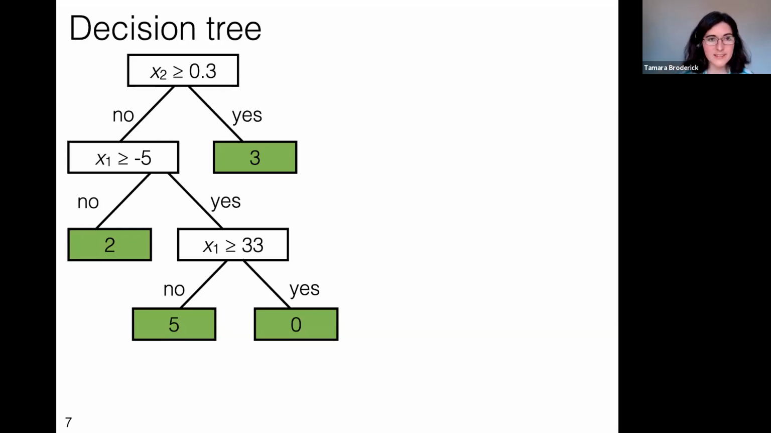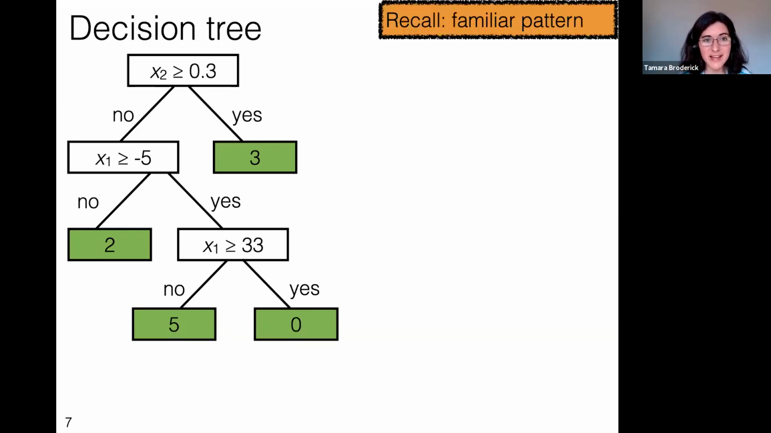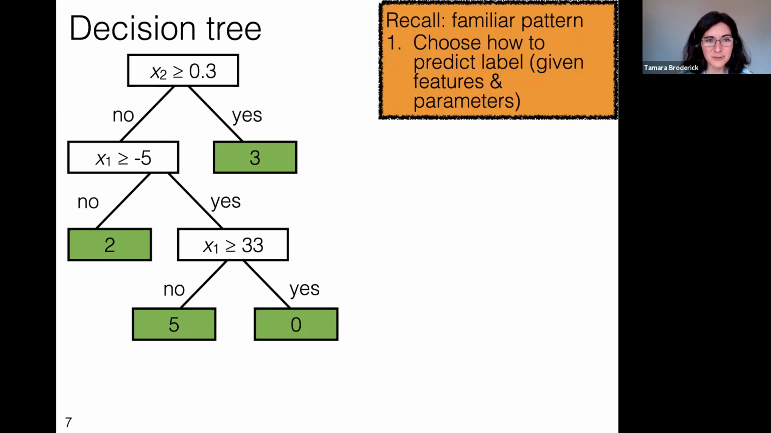Okay, and that's step one of our familiar pattern. So at this point, hopefully this is becoming so old as to be boring. You totally know the familiar pattern and you're really familiar with it. So step one, we have to choose how to predict a label. If we're given a set of features and a predictor, which is defined by parameters, and we'll say in a moment what is a natural way to think about parameters here, but given features and parameters, we know how to predict a label.